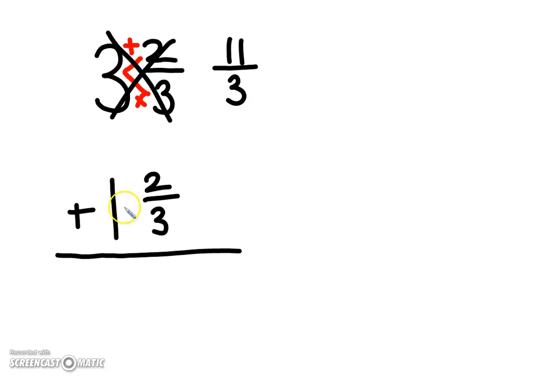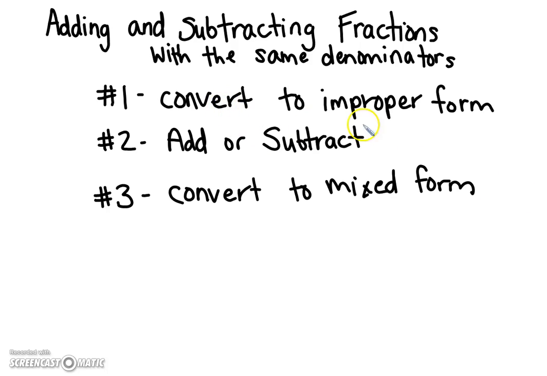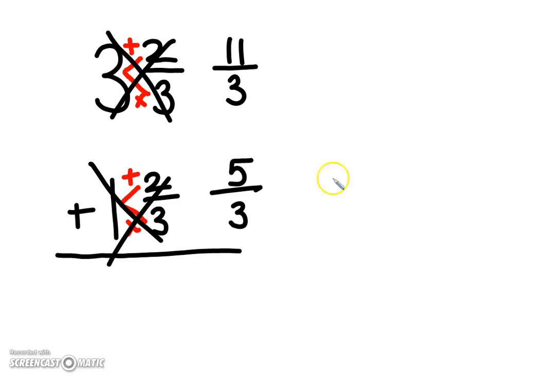Okay, now we're going to convert this other fraction doing the same. 3 times 1 plus 2. So 3 times 1 is 3, plus 2 is 5. And then our denominator stays the same, 5/3. Okay, so step 1 is done. Again, looking back at our steps, step 1 is to convert to improper form. Step 2, now we're going to add or subtract those fractions.